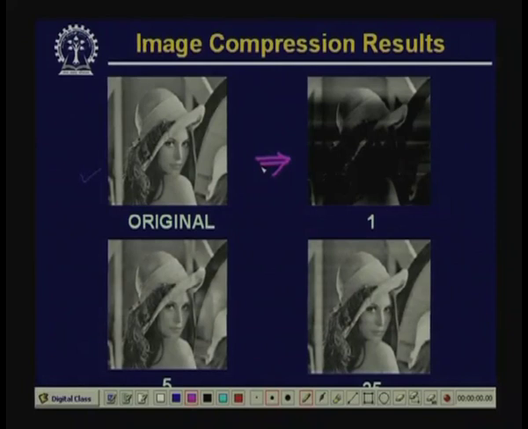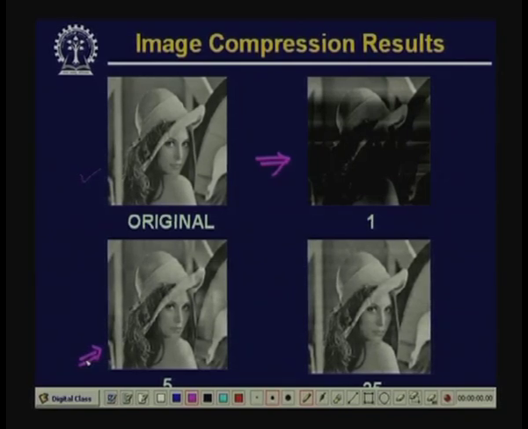Now, if we increase the number of eigenvectors in the transformation matrix, when I use 5 eigenvectors, then the reconstructed image is given by this one. You find that the amount of information contained in this particular image is quite improved, though it is not identical with the original image.